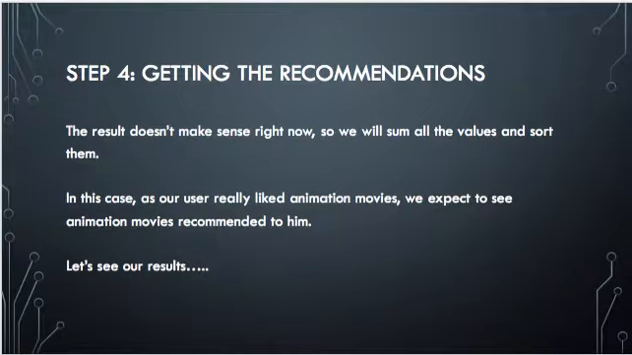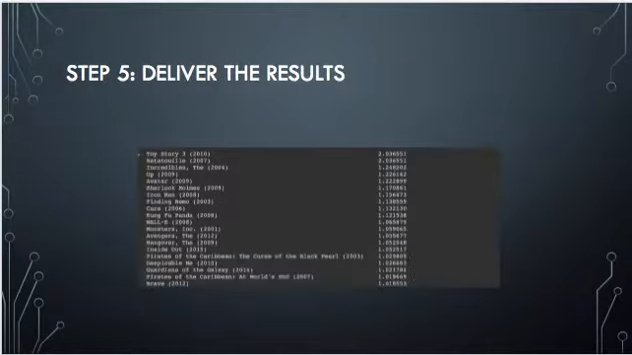So what we're going to do is sum all the values and sort them. As our user, based on their rating, seems to like animation or Disney movies, we expect to see them in our recommendations. So let's see if that is the case. Step 5 was to deliver the results. Let's see if the results have been delivered.